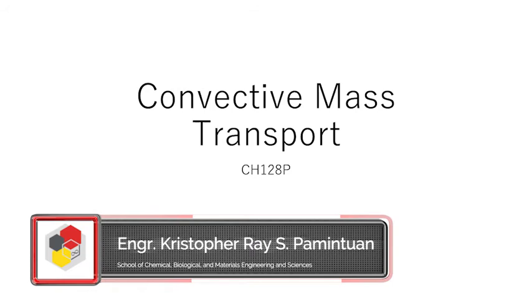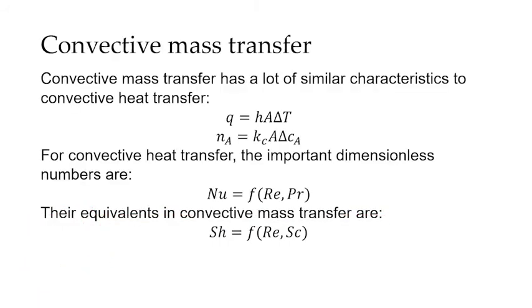Let's begin. Convective mass transfer has a lot of similar characteristics to convective heat transfer. In fact, there are some aspects that are completely analogous between convective mass transfer and convective heat transfer. One of the first similarities that you can see is that our main equation for the rate of heat transfer and the rate of mass transfer looks similar.